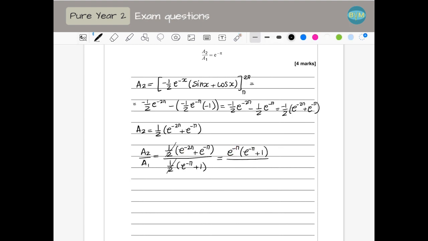And now I'm going to be able to simplify these two and have e to the power of minus pi. So that's what I have to prove. Yeah, I have to show that a2 divided by a1 is this value here.